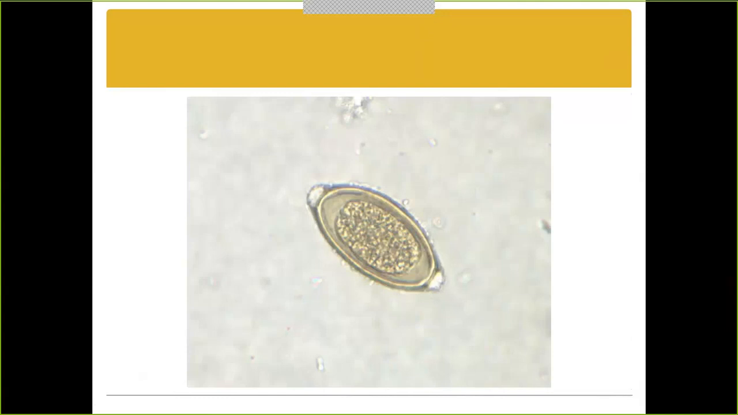This is our Trichuris trichiura. He should be pretty identifiable. This is the one that is the whipworm. So he has these little plugs on the end that people always think look like handles to a casserole dish. So Trichuris trichiura.